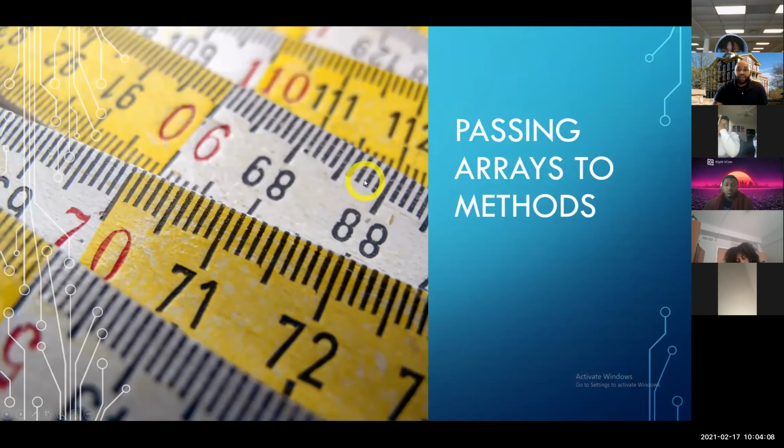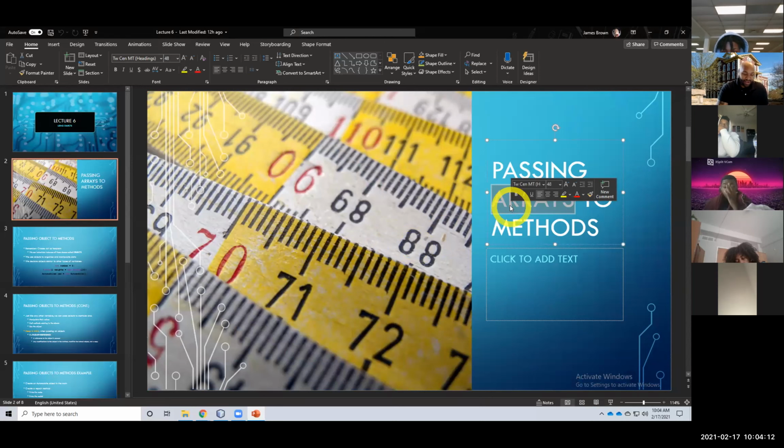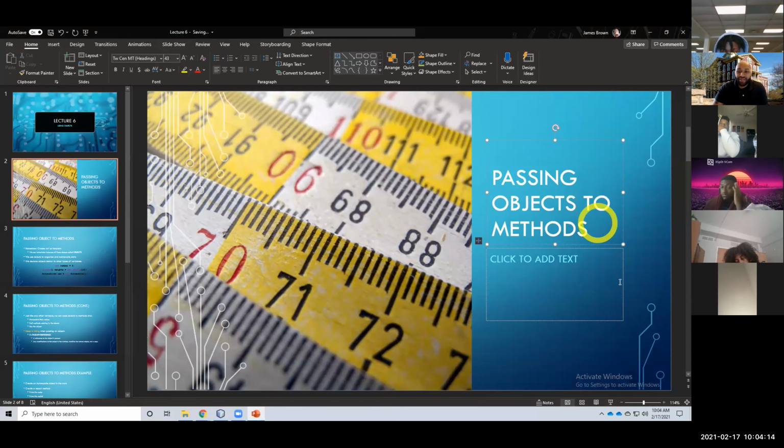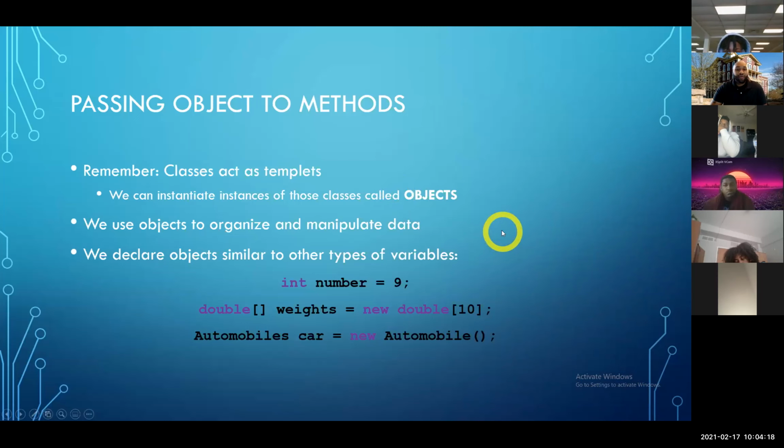All right, so passing should be objects to methods. Let me fix that real quick, not arrays. Passing objects to methods. So just like when you pass arrays to methods, you can pass objects to methods. And when you do, it is passed by reference. It passes a reference to that object. It does not create a new copy.